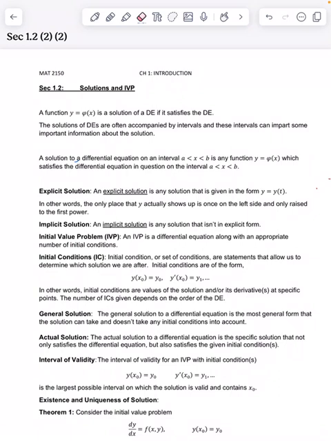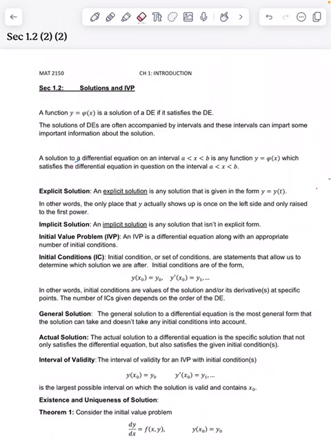Hello, we are going to start section 1.2. In section 1.1, you learned what a differential equation is and how to identify whether it's an ordinary differential equation or a partial differential equation. You also learned how to determine whether the differential equation is linear or not, and what the order of the differential equation is, and also the independent and the dependent variables.